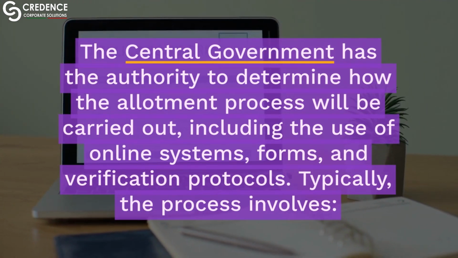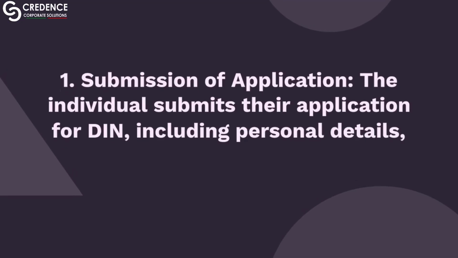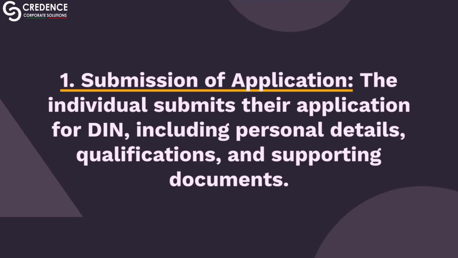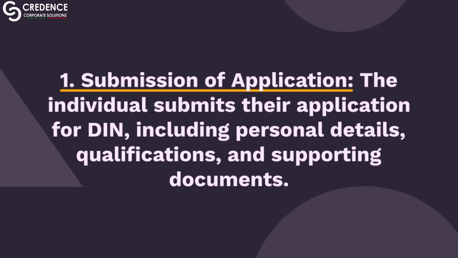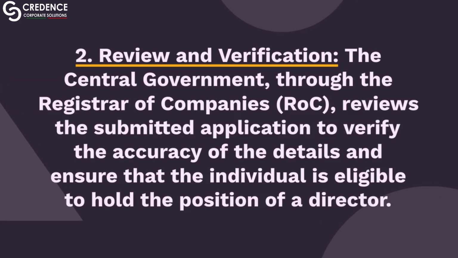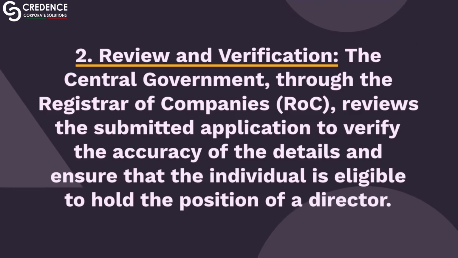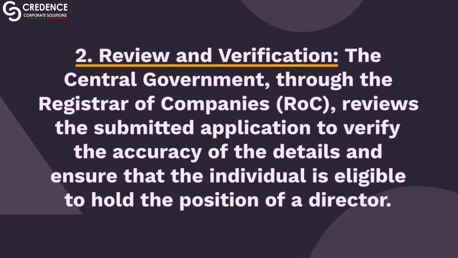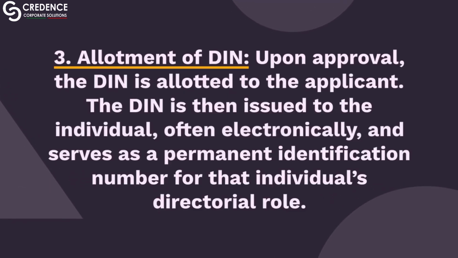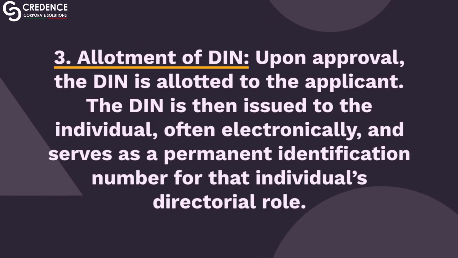Typically, the process involves: 1. Submission of application. The individual submits their application for DIN, including personal details, qualifications, and supporting documents. 2. Review and verification. The central government, through the Registrar of Companies, ROC, reviews the submitted application to verify the accuracy of the details and ensure that the individual is eligible to hold the position of a director. 3. Allotment of DIN. Upon approval, the DIN is allotted to the applicant.